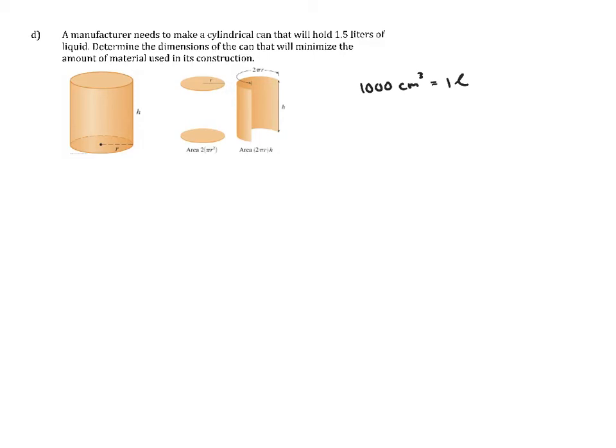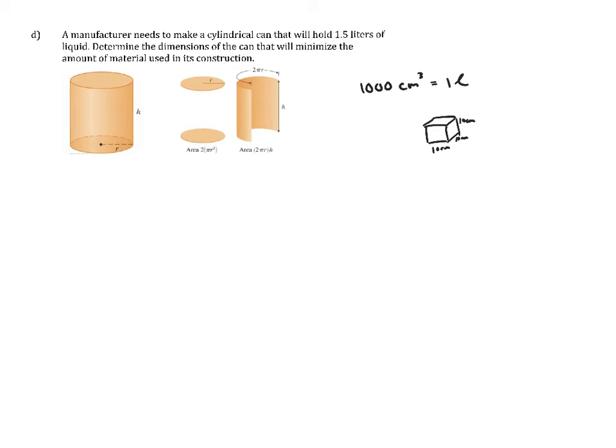So if you have a box of 10 centimeters by 10 centimeters by 10 centimeters, some cube of that sort, well then that can be filled with a liter, right? So 1,000 cubic centimeters is equal to a liter. So let's look at this question.